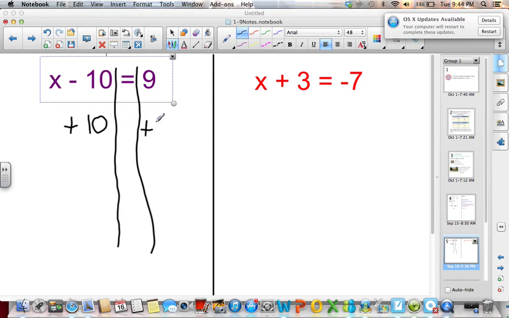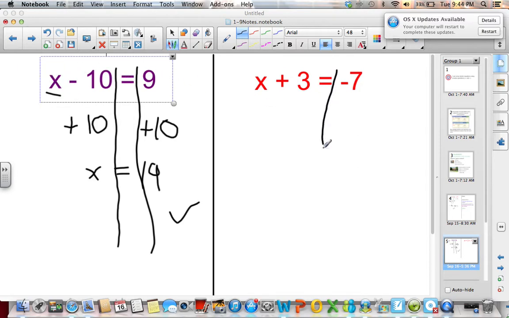So then over here, we have to add 10. Whatever you do on this side, we have to do the same exact thing on this side. So we have x equals 19. So these would be good problems for you to be writing down in your notes. And then we check, well, does 19 minus 10 equal 9? Yes, so that's our check. Okay, whatever your solution is, you should be able to plug it into your variable and then solve.